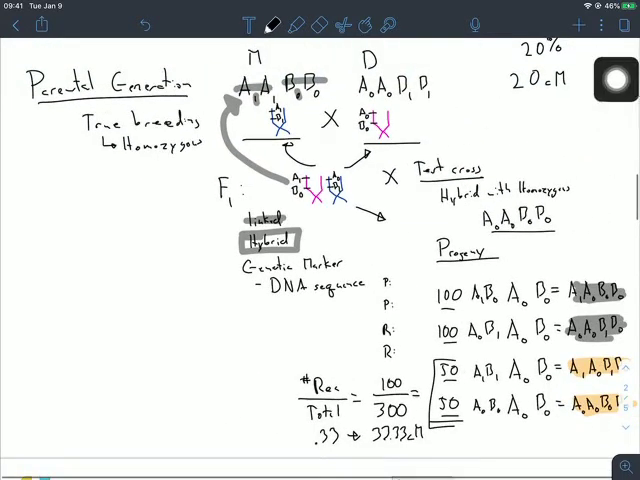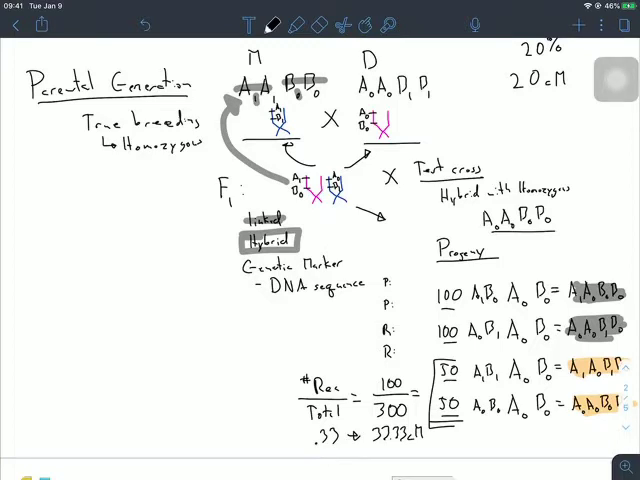And so that is the way to calculate a recombination distance using progeny and a test cross. You identify which progeny were made from our parental types in our hybrid and which progeny were made from our recombinant types in our hybrid.